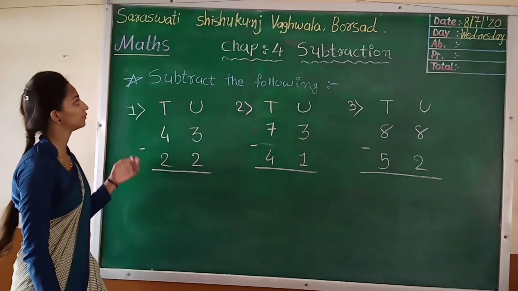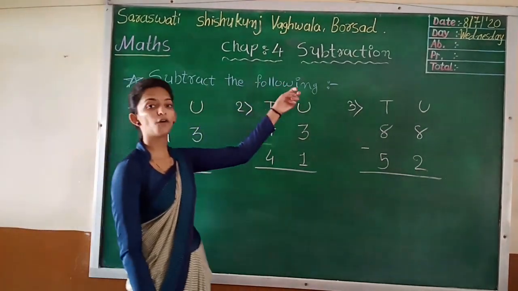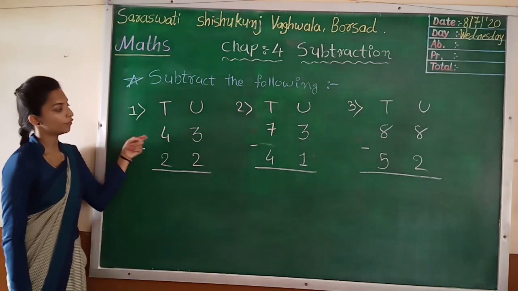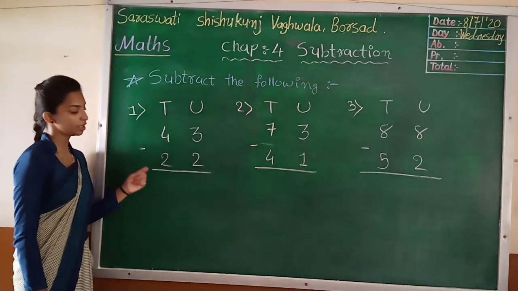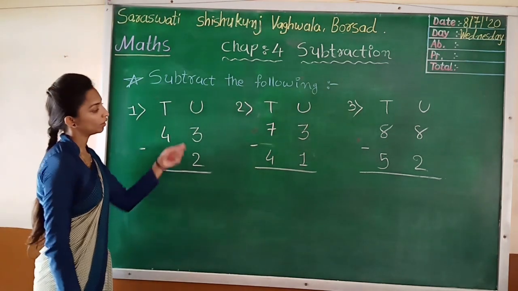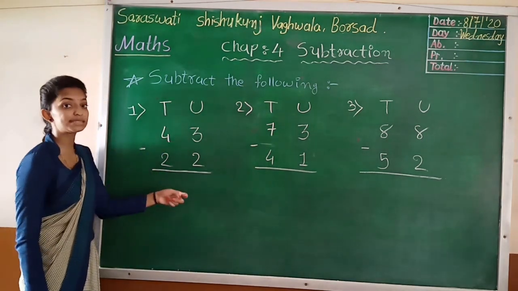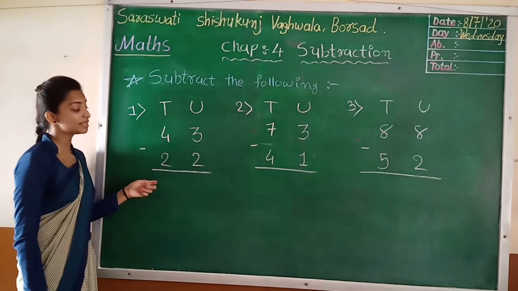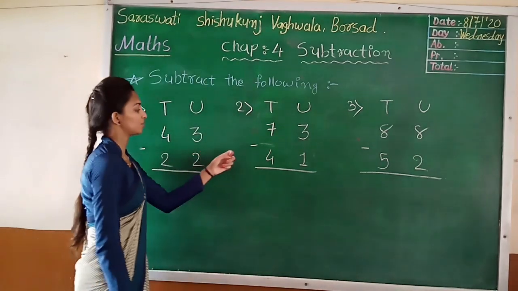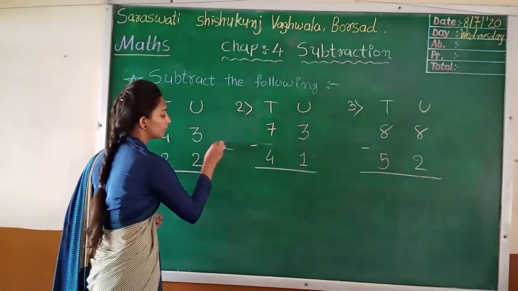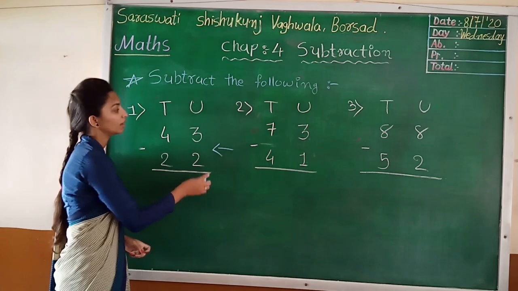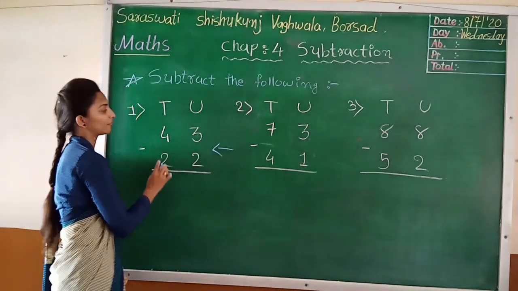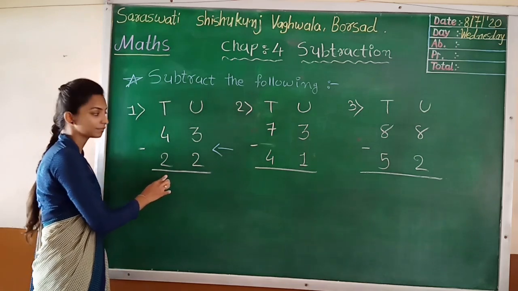See students on the board. Subtract the following. That means you have to subtract. Look at this. 43 minus 22. Look at here. Which place is this? Unit place. And this one is 10 place. So students, in subtraction, first you have to start subtracting from this side. Okay? First we have to subtract the unit column, unit place, then after that the 10 place. Okay? Let's start.